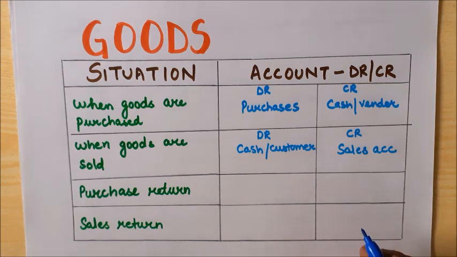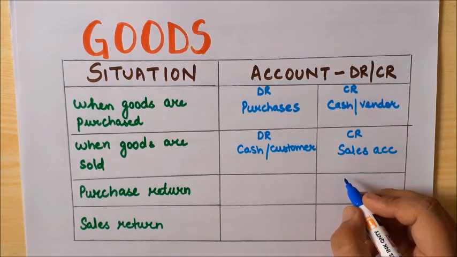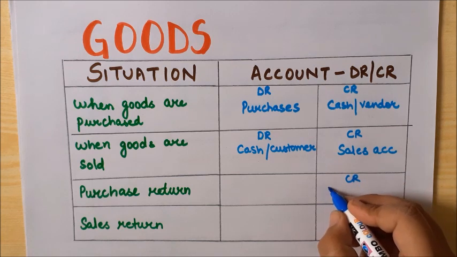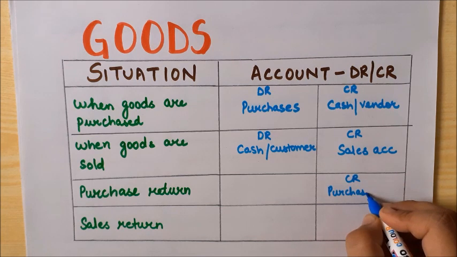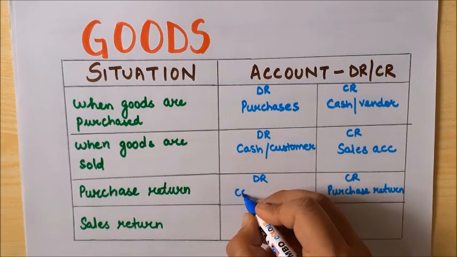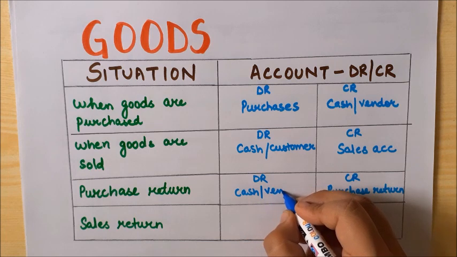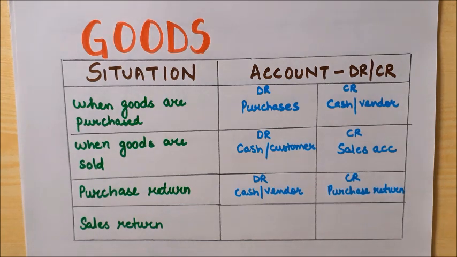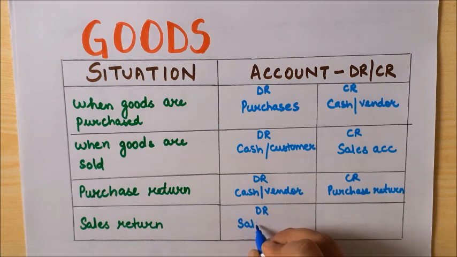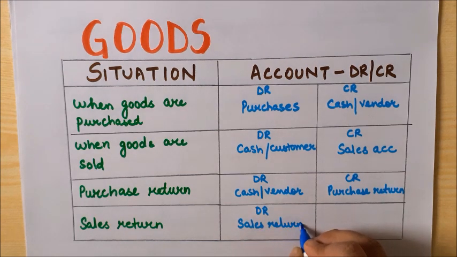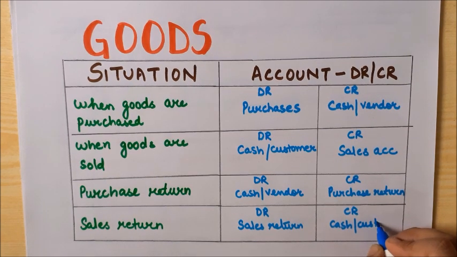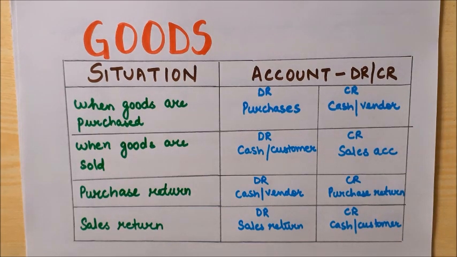The next situation is purchase return, which is the opposite of purchases. Since purchases are debited, purchase return will be credited. Purchase return can be due to defective quality, and you will debit either cash or the vendor's name depending upon the situation. Sales return is the opposite of sales. You debit sales return and you will credit either cash or the name of the customer.